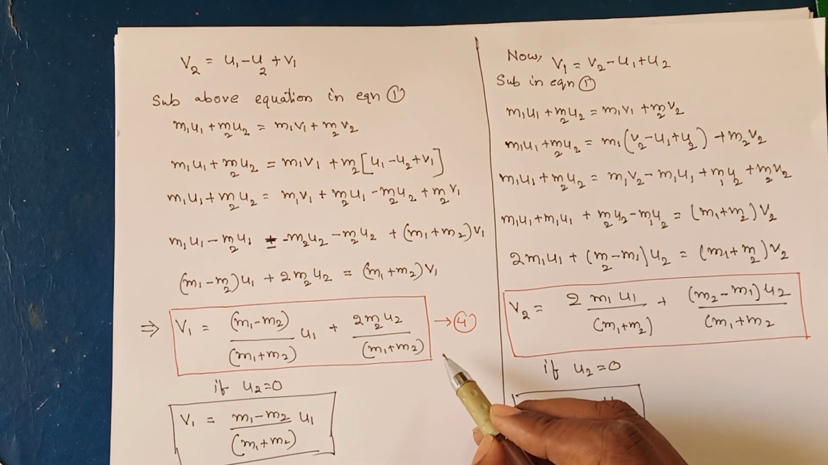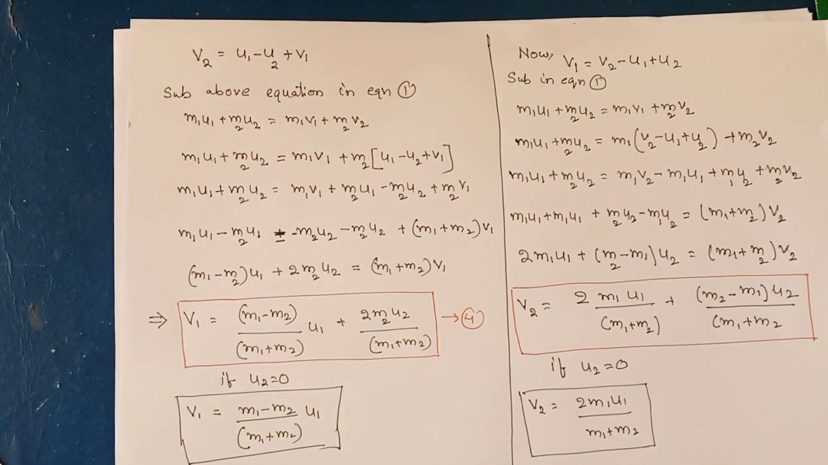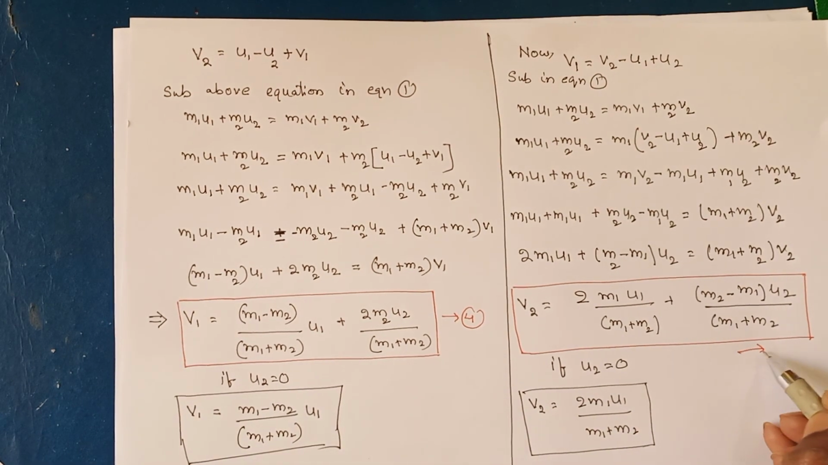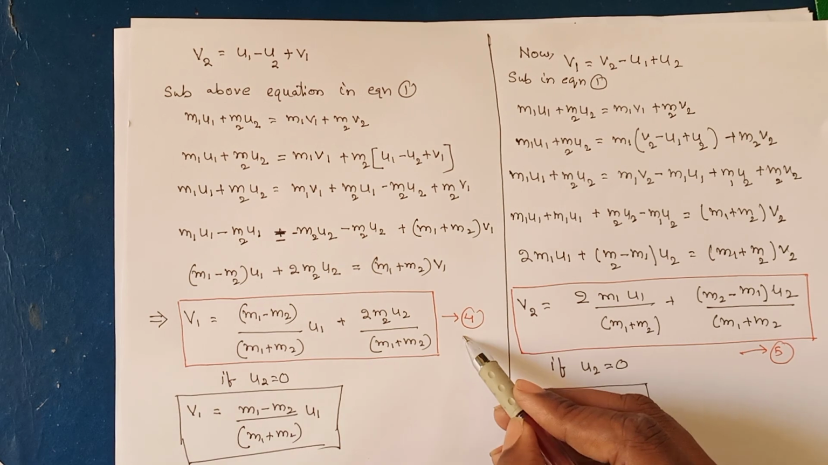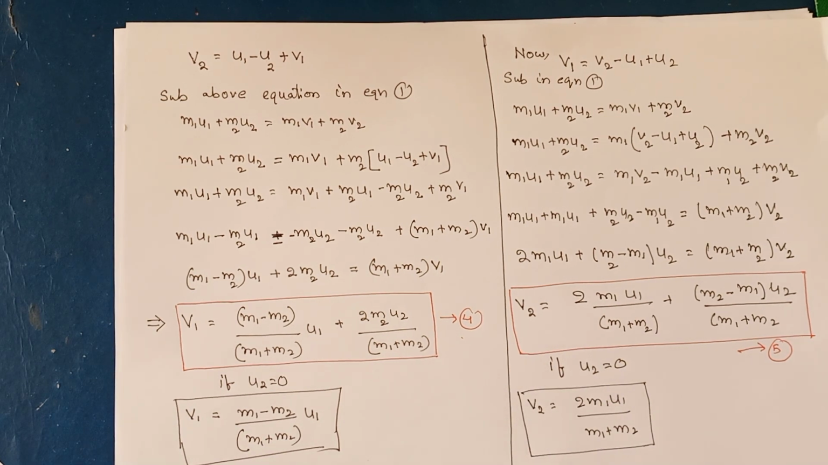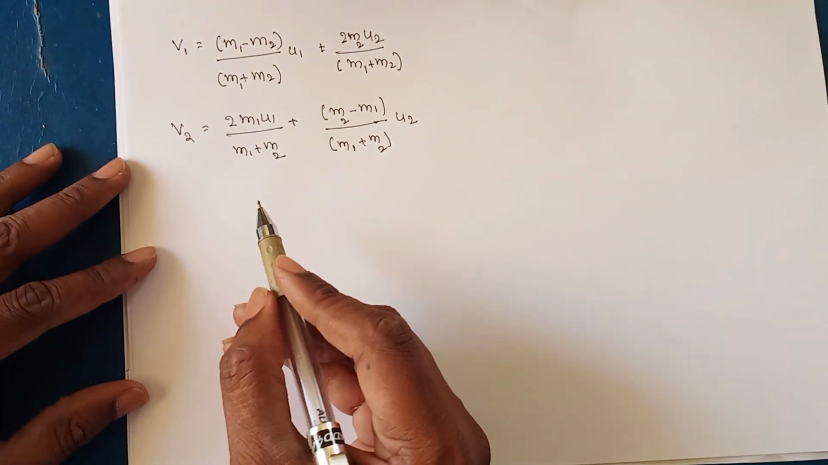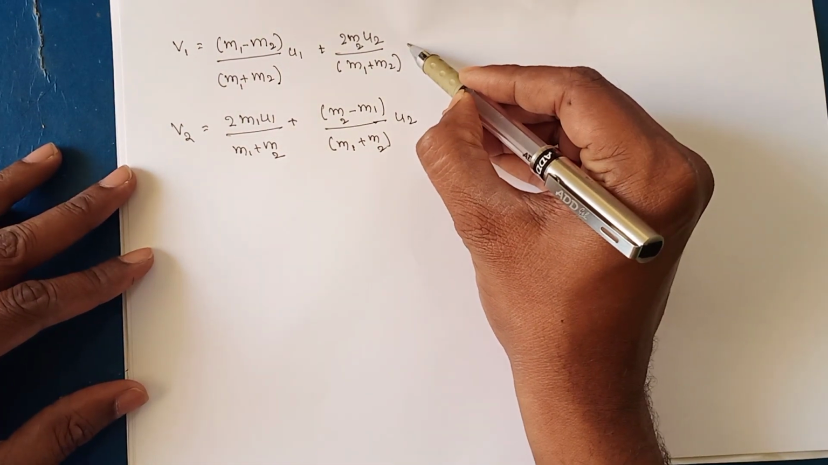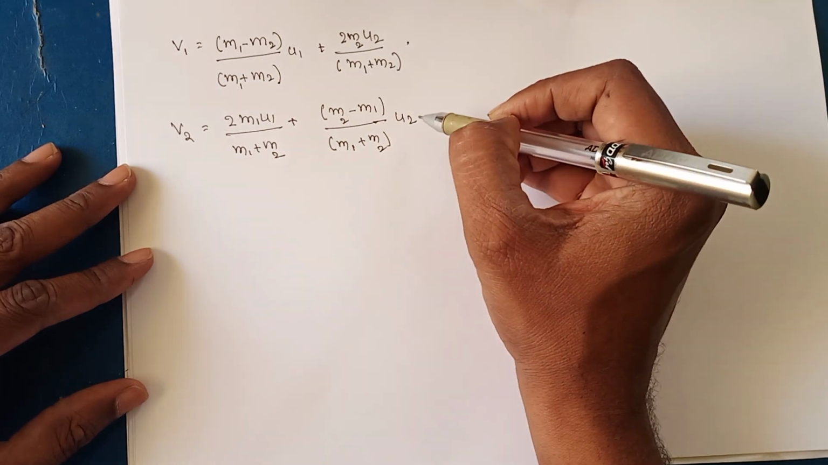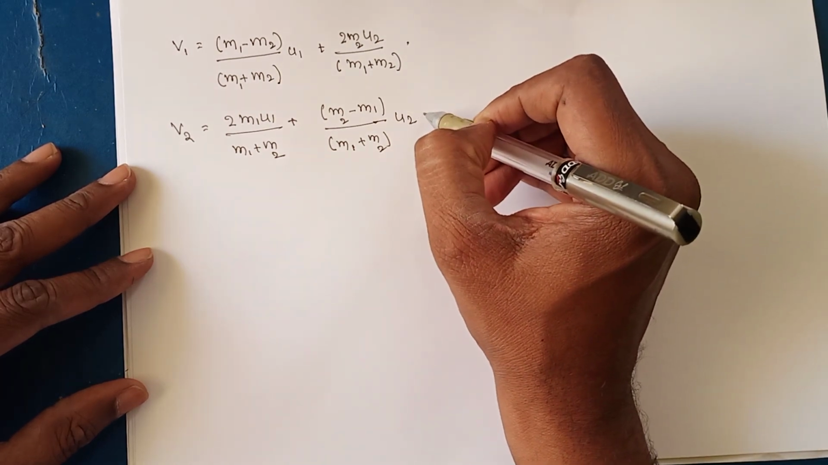But this equation 4 and equation number 5, both are common equations of final velocities v1 and v2, and when we substitute different conditions, we'll obtain other equations of v1 and v2. Now write the special conditions. This is v1, the final velocity after collision. This is v2 after collision.